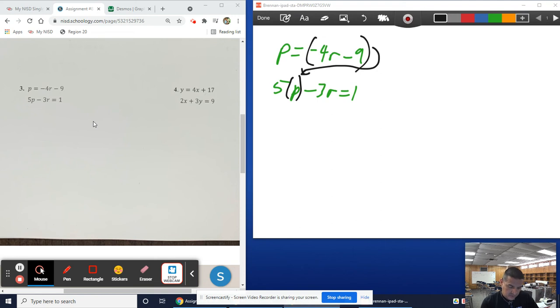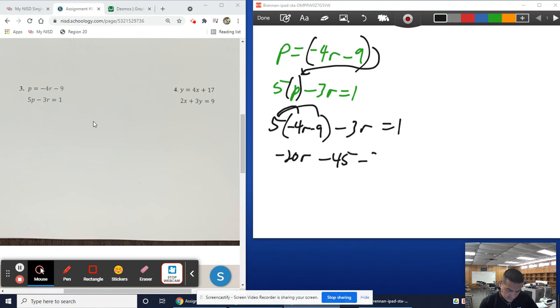All right, so I start a new one. 5 times whatever P is minus 3R equals 1. Now we know it's negative 4R minus 9. Again, now I have an equation that only has R, right? So solve that for R. 5 times negative 4 is negative 20 with an R. 5 times negative 9 is negative 45. Still have the minus 3R, and it equals 1.